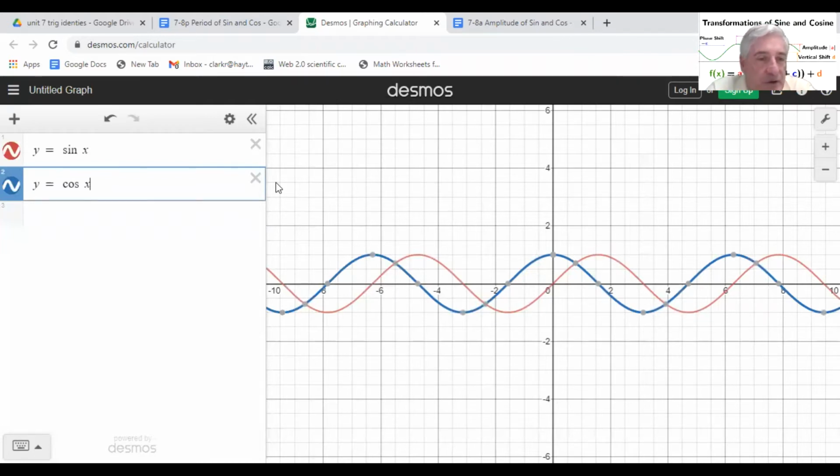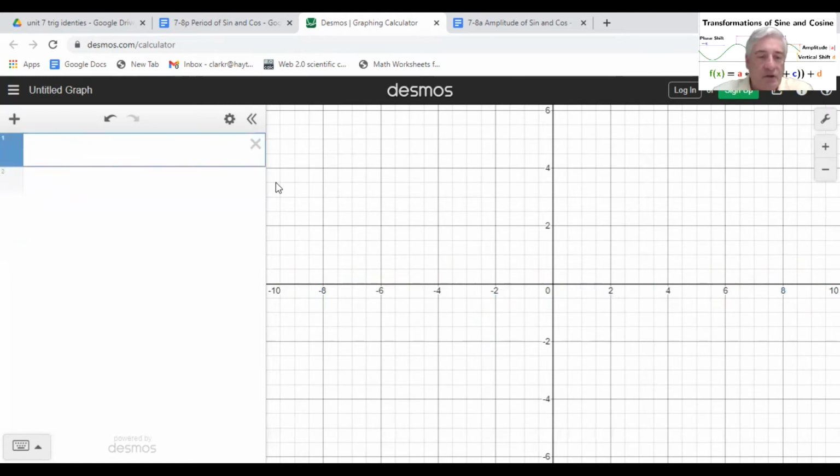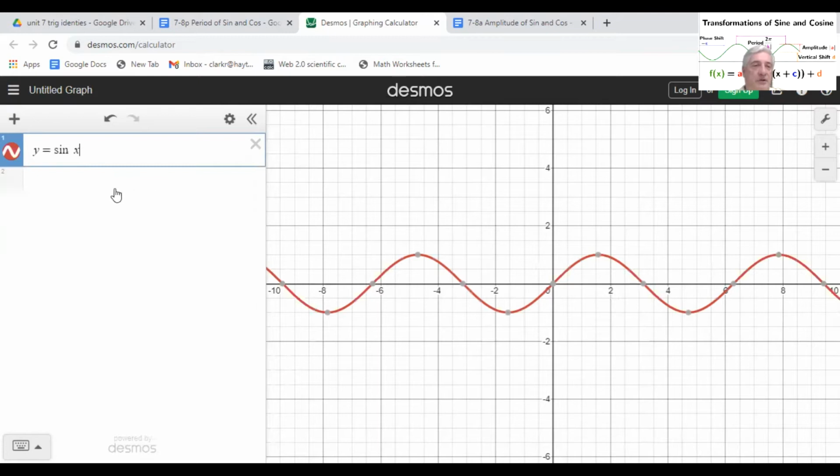Now, when I'm dealing with amplitude, I don't need the cosine because you can see the cosine is the same as the sine. And in my third video, I will move sine sideways 90 degrees, and you'll find out when I do that, it's exactly cosine. But right now, I just want to talk about amplitude. So I'm going to keep that y equals sine x. And we said amplitude goes in front of the sine.